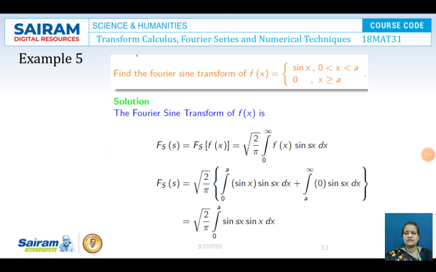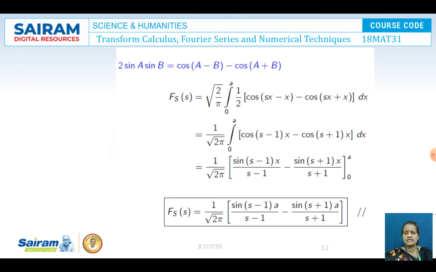Next, find the Fourier sine transform of f of x is equals to sin x when it is 0 to a, 0 when x is greater than or equals to a. So let us consider the definition of Fourier sine transform. Then it is given by sin x into sin sx. Here we are going to apply the sin a sin b formula.